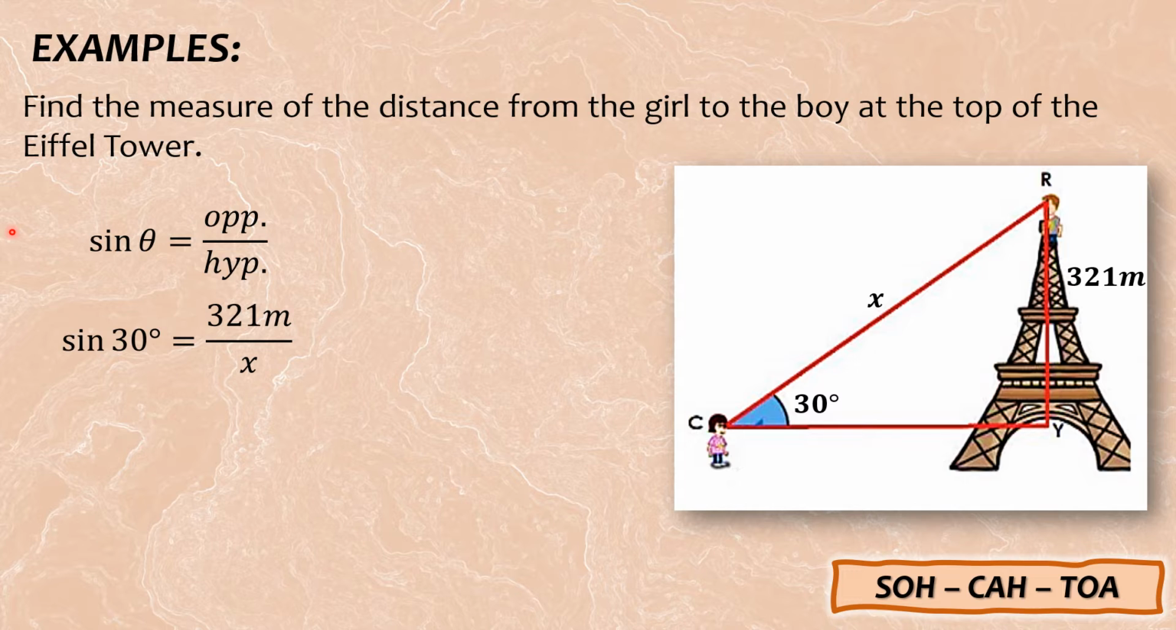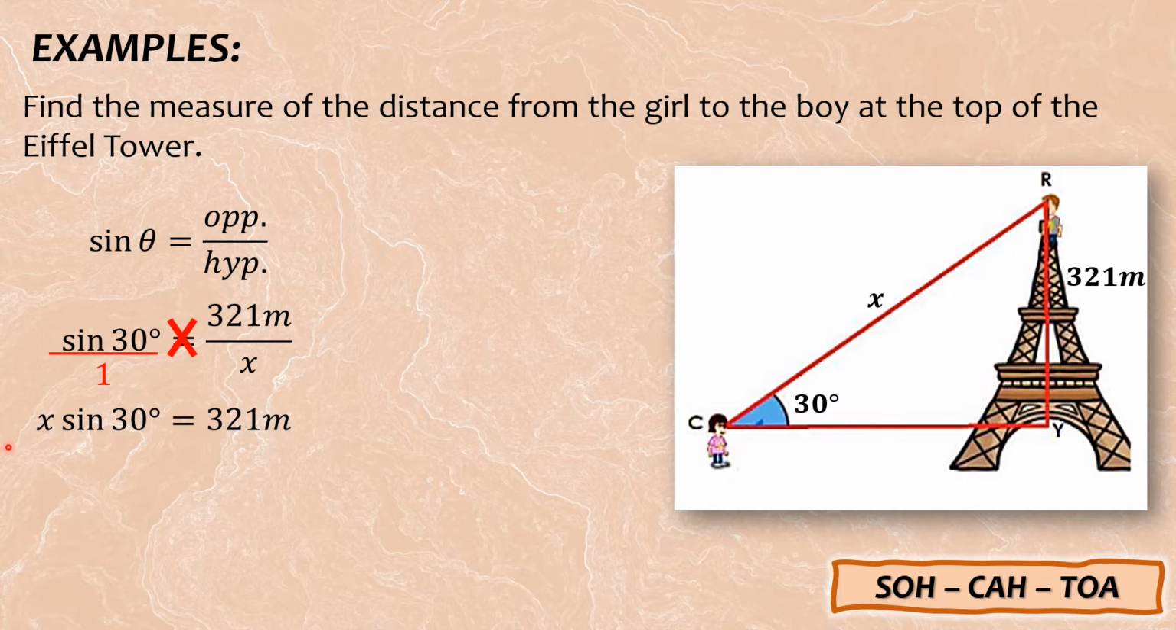And then, let us apply the cross multiplication. Since ang 321 meters ay may denominator na x, para magkaroon ng denominator ang sine 30 degrees, naglagay tayo ng 1 dahil ang whole number ay palaging may denominator na 1. And then cross multiply, let us multiply x sa sine 30 degrees and multiply 1 sa 321 meters. So magiging x times sine 30 degrees is equal to 321 meters.